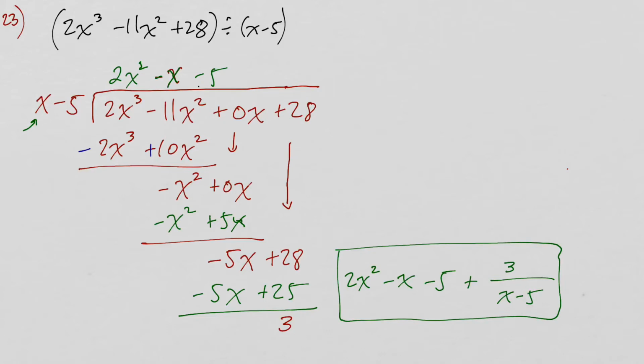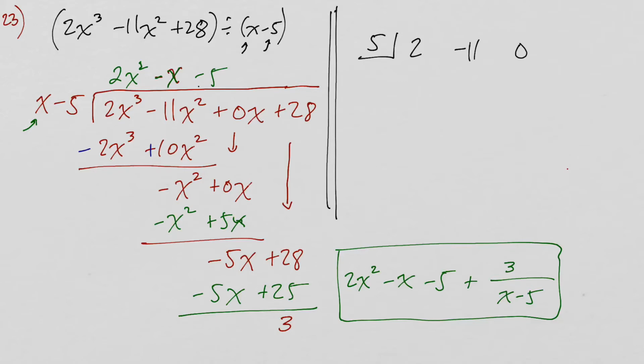Now, if I do this using synthetic division, it's a lot quicker and easier. I'm going to put a positive 5 in my box here. Remember, it's the opposite of this number divided by the coefficient. Then I'm going to put my coefficients down. I have a 2, a negative 11. Be careful, there's a 0 there, and then there's a 28.